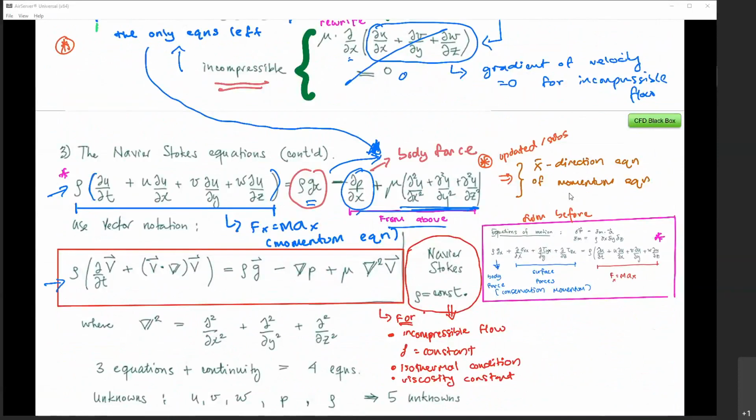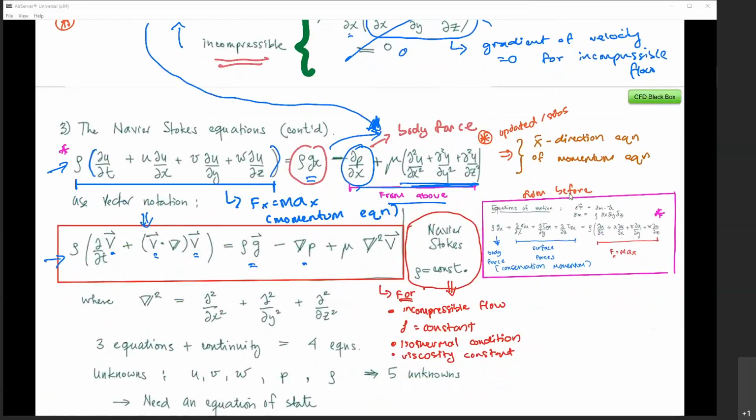Okay, and we write it in terms of the vector notation. This is the vector notation. So we are left with rho multiplied by d over dt of v plus v dot the vector operator multiplied by v, equals rho g minus vector operator p plus mu vector operator squared v, the velocity. So this is the Navier-Stokes equation.